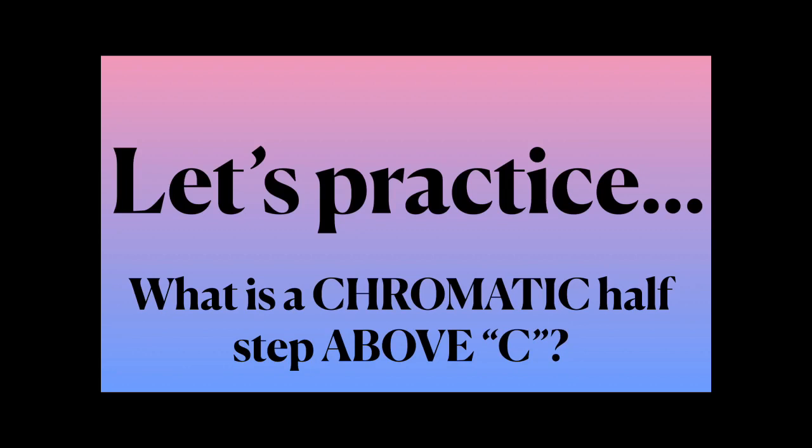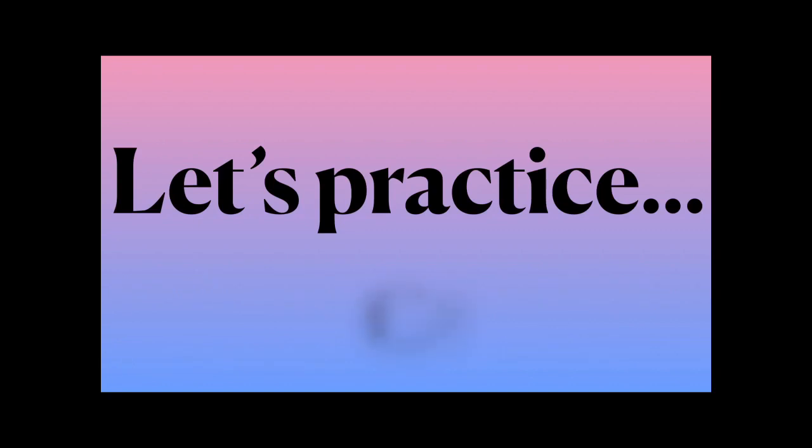What about a chromatic half step above C? Same rule applies. Currently, we have a C natural. We want to bring it a chromatic half step higher. Chromatic means it's going to be some kind of C, and a half step above natural is sharp. So we have a C sharp.